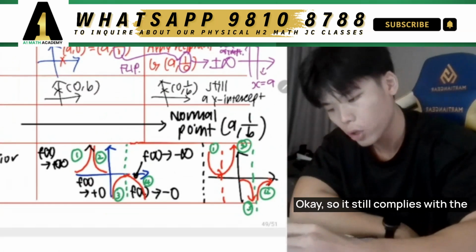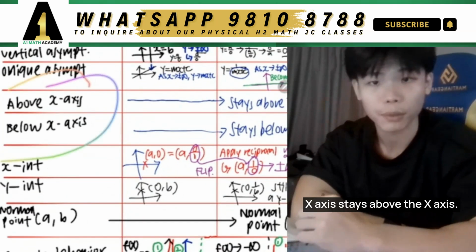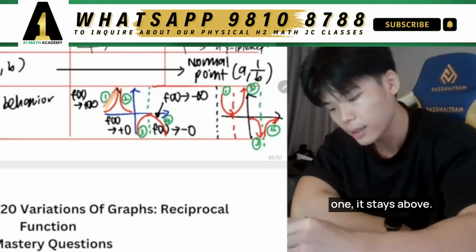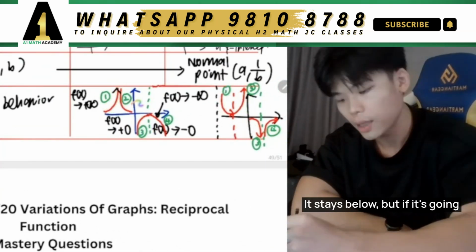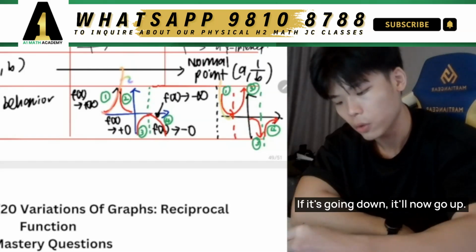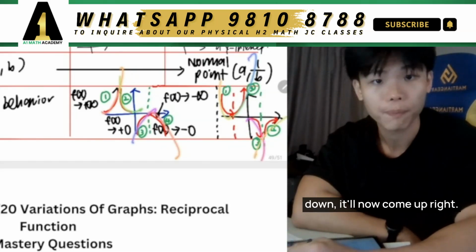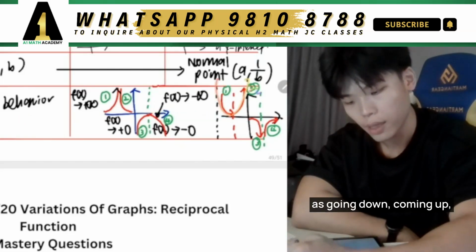So it still complies with the rules that we mentioned earlier, which is anything above the x-axis stays above the x-axis, anything below the x-axis stays below the x-axis, right? You can see that this one stays above, stays above, stays below, stays below. But if it's going up, it will now come down. If it's going down, it will now go up. If it's going up, it will now come down. And if it's going down, it will now come up. We always read from left to right. So we read the graph as going down, coming up, going down, coming up.